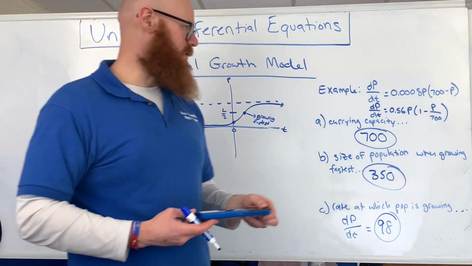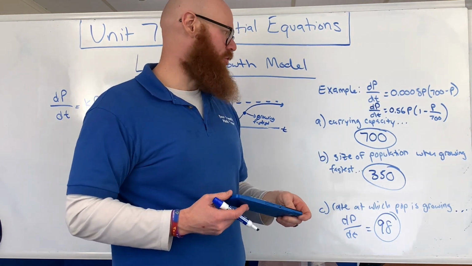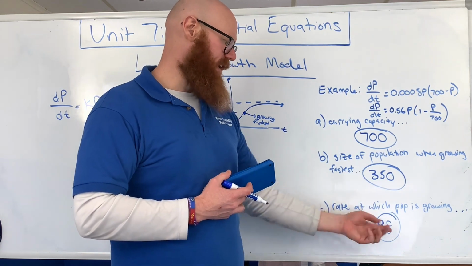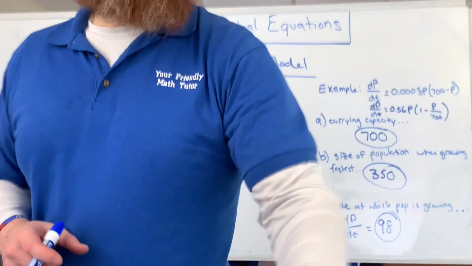I didn't say what this was. Let's just say it's like deer, and the time we're talking about is years. So the rate at which its population is growing the fastest, we could say, is like 98 deer per year. All right, that would be one way we could do that.